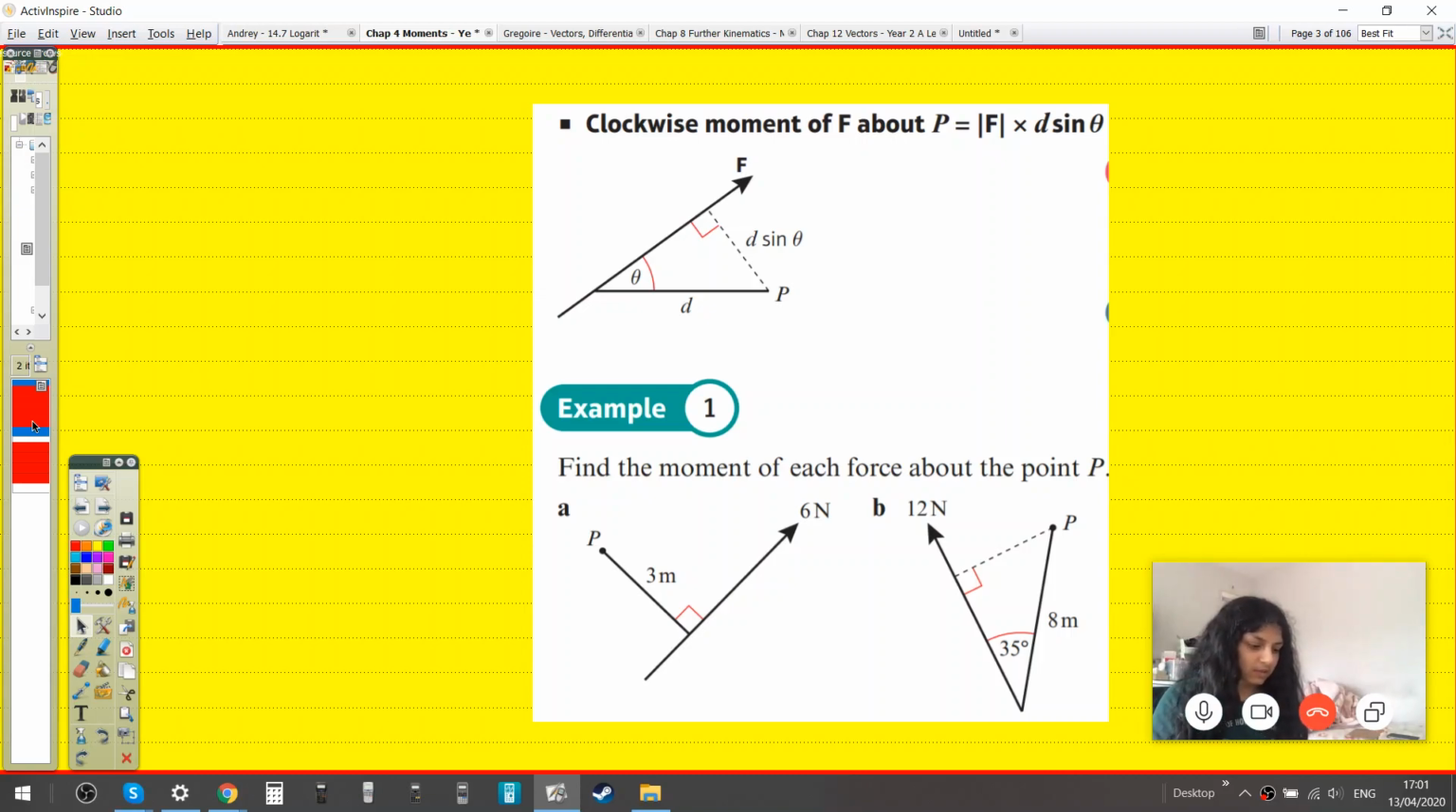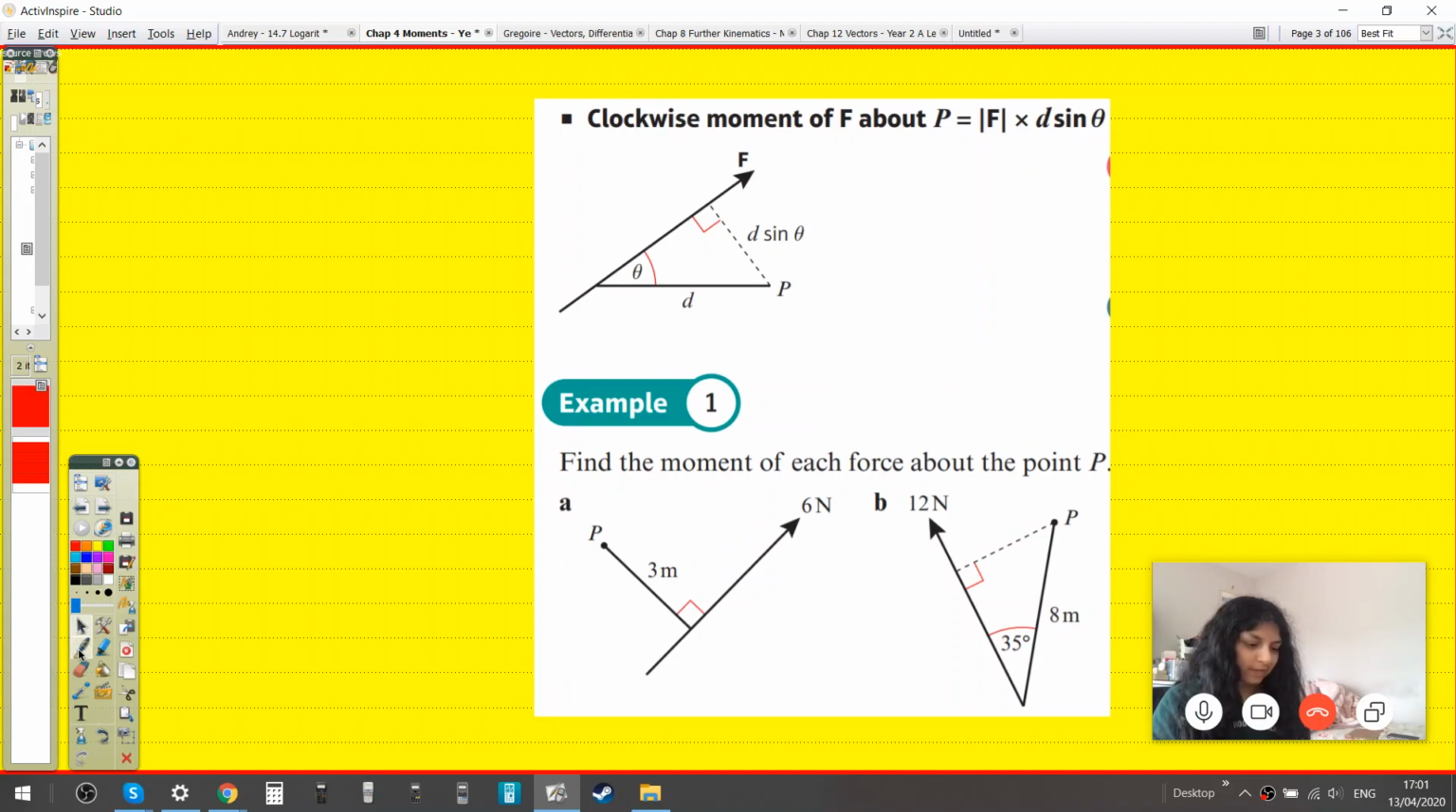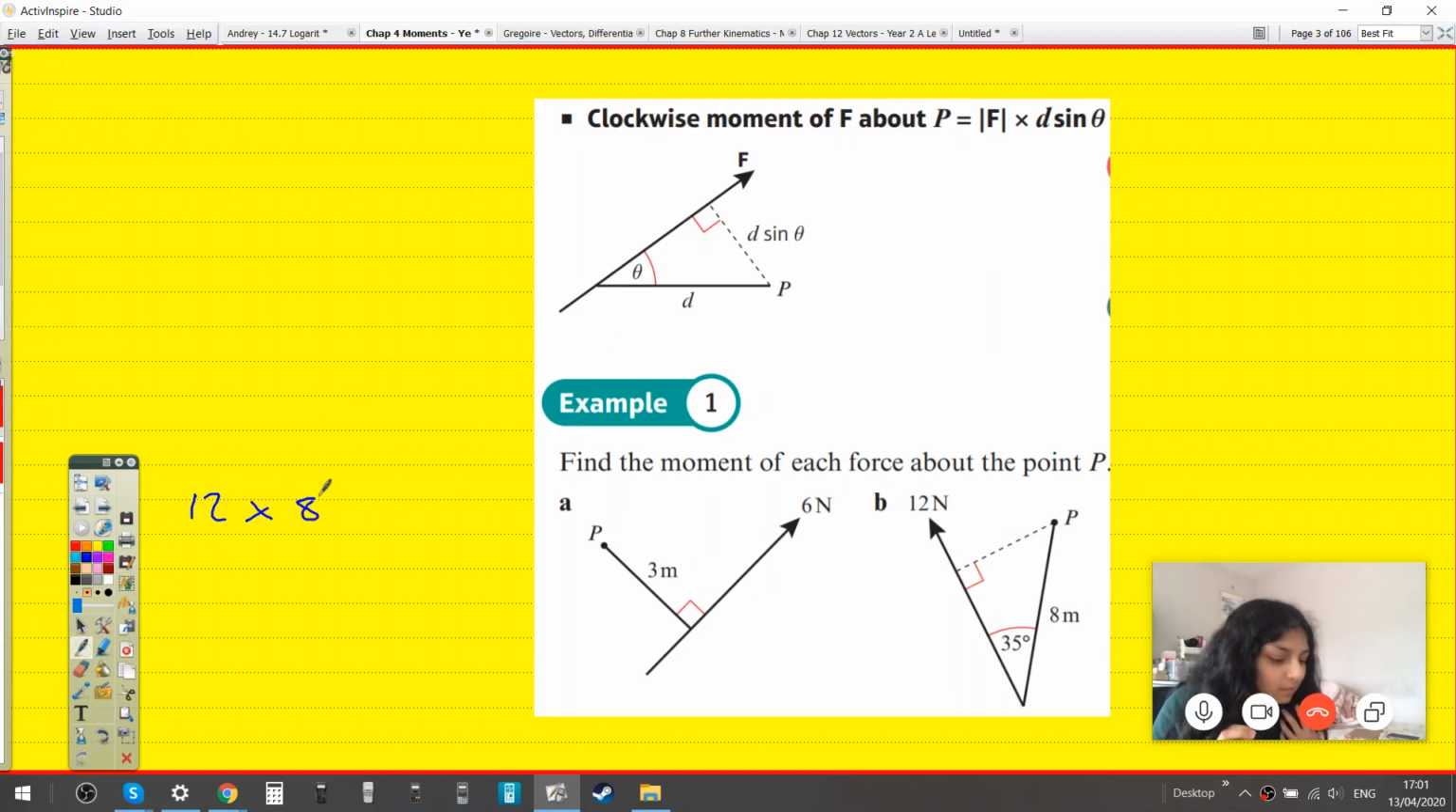The second one is 12 times 8 sine 35, which is 55.1. 55.1, and that's going clockwise.